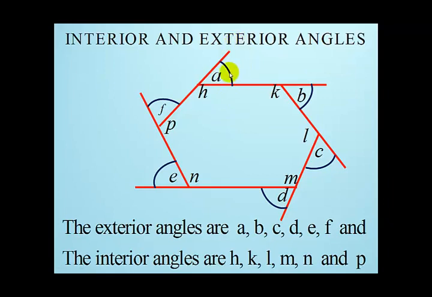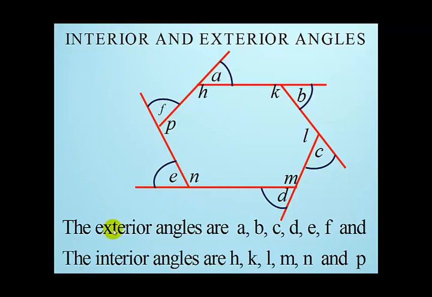And so when we consider this diagram as shown, the interior angles are H, K, L, M, N, and P. These are the angles inside the closed plane figure, and so these are interior angles. And the exterior angles are A, B, C, D, E, and F. These are exterior angles because they are outside the closed plane figure, and that is why they are called exterior angles.